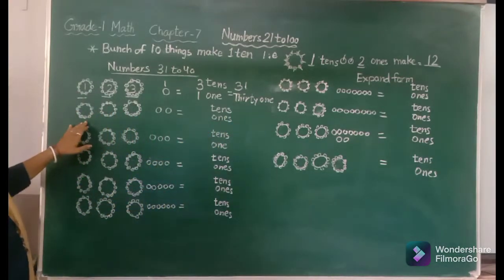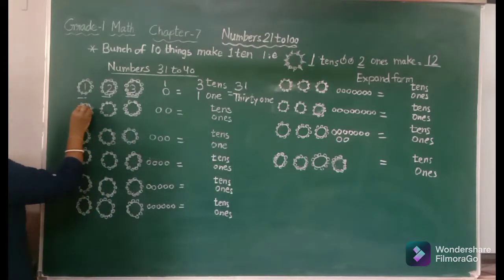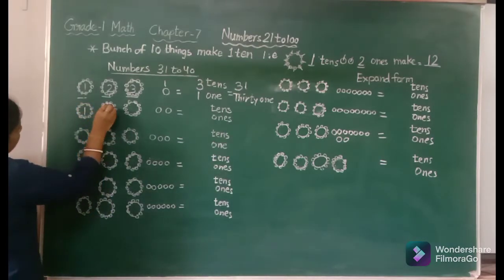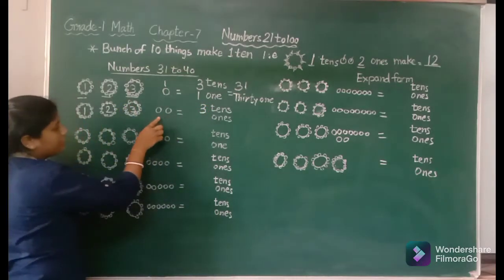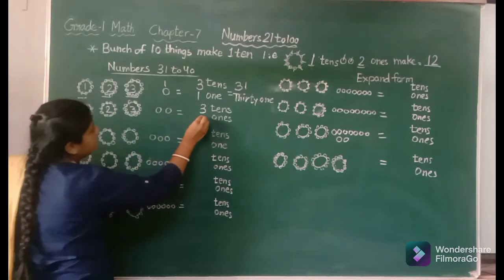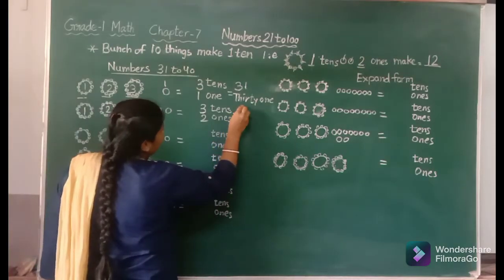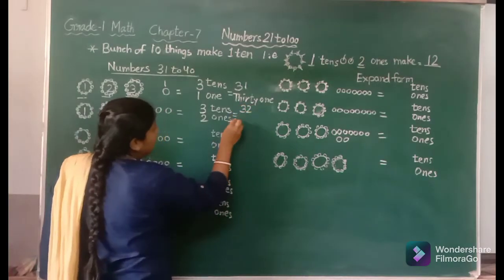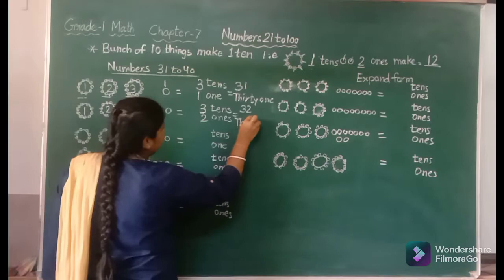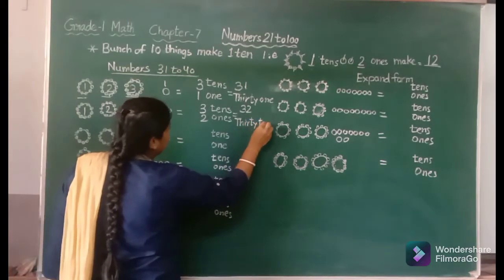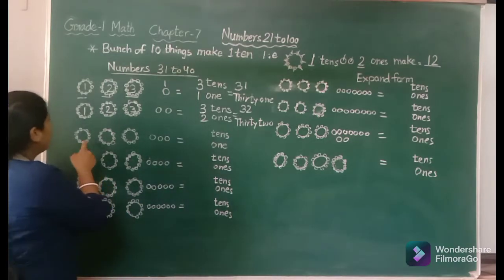Now next, how many beads are there? Same, we have to see here 3 tens of beads. 1 ten, 2 tens or 3 tens. So write here 3 tens. And how many beads are there? 1 and 2, 2 ones. Okay. So write here 2. It makes 32. And the spelling of 32. THIRTY-TWO. 32.